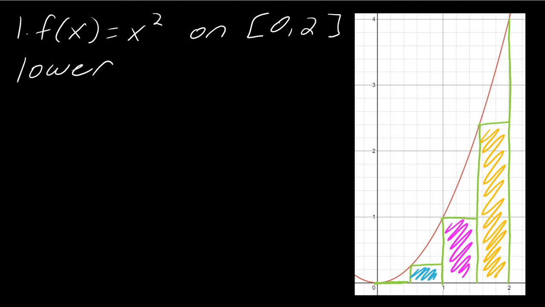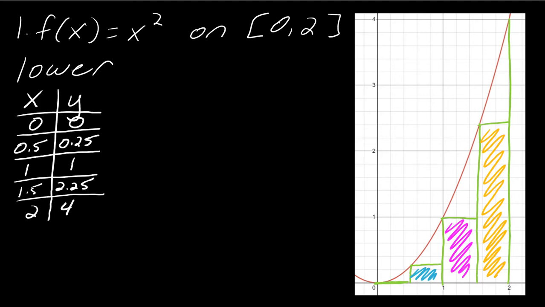That's what the lower sum indicates. And then it's the same idea, right? I still want to get to those areas. And so I can use this table once again to figure out what the areas are.